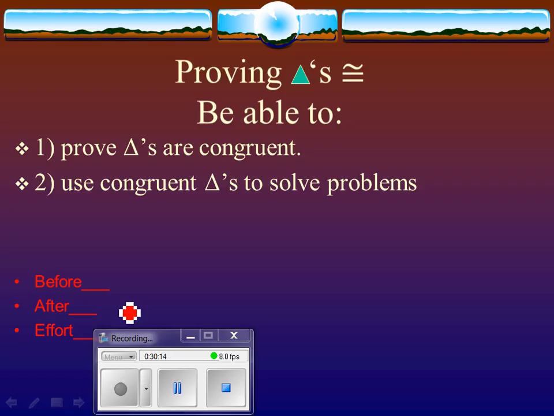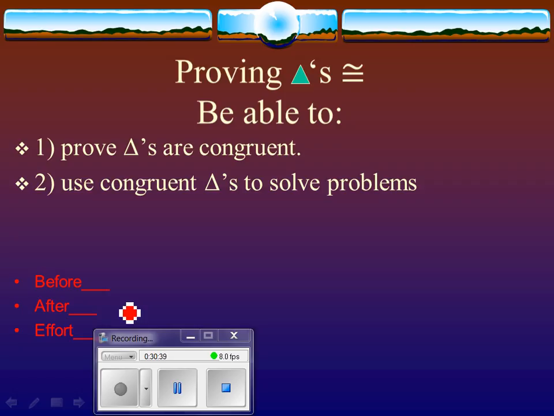How many parts does a triangle have? Six. What are they? Three sides and three angles. So the long way to prove two triangles are congruent is to prove all the parts that match up in one triangle are congruent to all the parts that match up in another triangle. And then we're going to do two-column proofs.